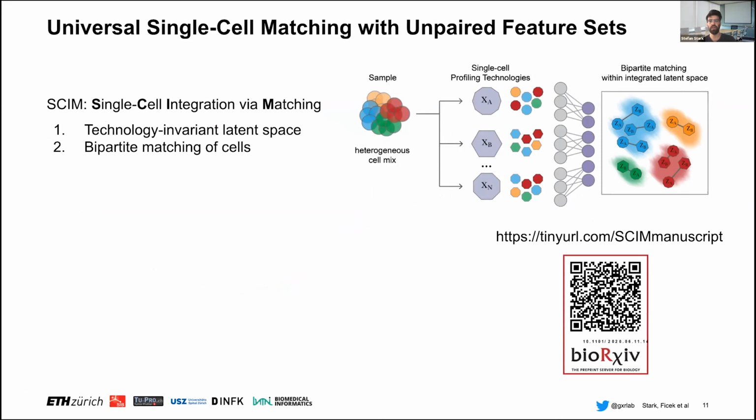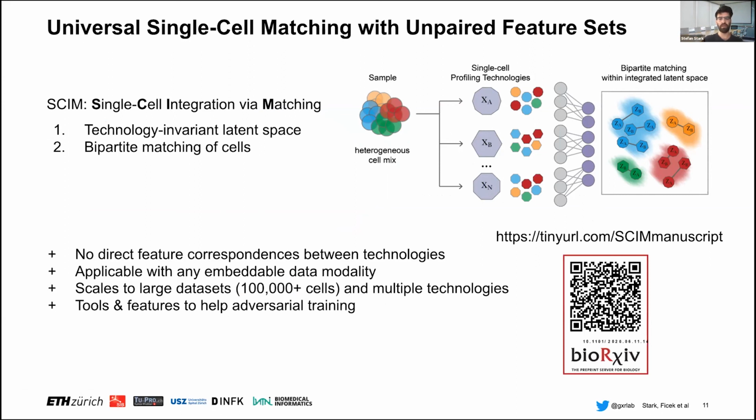So in conclusion, we've developed SCIM, a tool to restore lost cell correspondences in multi-omic datasets. SCIM is short for single cell integration via matching, and it proceeds in 2 steps. First, it constructs low-dimensional representations of cells that are invariant to the technology. Then in the second step, it matches these representations using a fast bipartite matching scheme between technologies. It doesn't require feature correspondences between datasets. It's applicable to any embeddable data type, and it scales to datasets with over 100,000 cells.